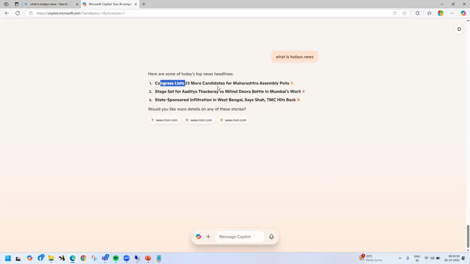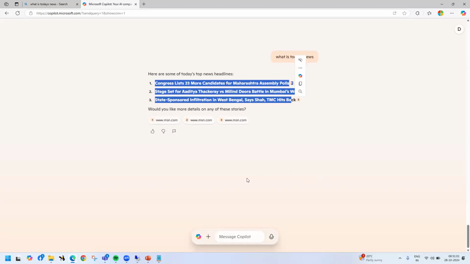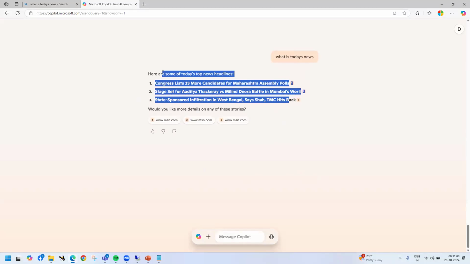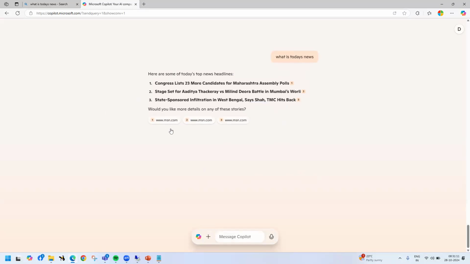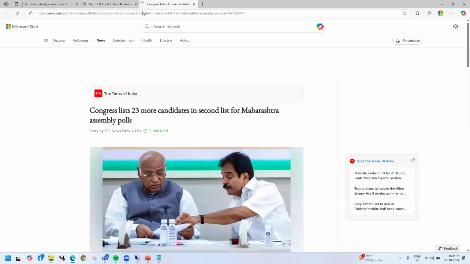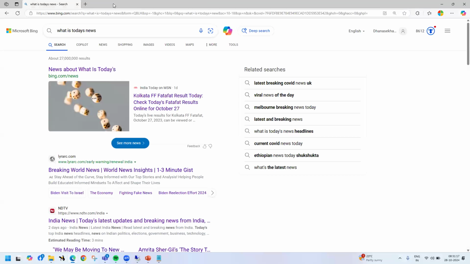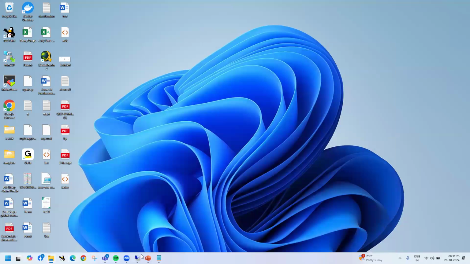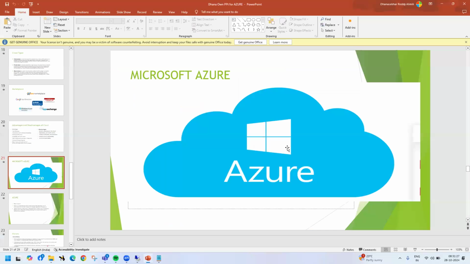Okay. Yeah, it is giving the top news. Stage for Ayodhya, Turkey, state sponsored election, West Bengal TMC. Okay. Yeah, so it is giving the suggestion. You can go for more, it will give the information. Depends. Okay, so that is the power of Copilot. So why Microsoft Azure is the market leader in the world is because of this one primary point.